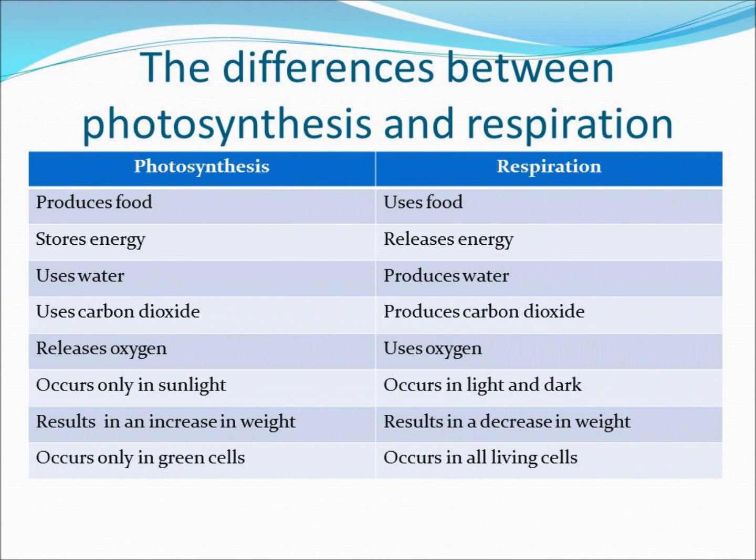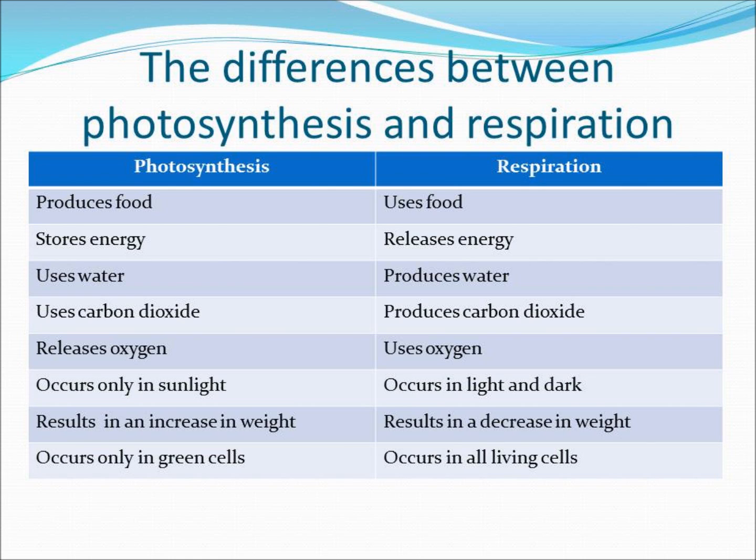Taking the last slide one step further, if we look at the differences between photosynthesis and respiration, we could formulate a table that would look very much like this. Photosynthesis produces food, respiration uses food. Photosynthesis stores energy, respiration releases energy. Photosynthesis uses water, respiration produces water. Photosynthesis uses carbon dioxide, respiration produces carbon dioxide. Photosynthesis releases oxygen, respiration uses oxygen. Photosynthesis occurs only in the sunlight, respiration occurs in light and dark.